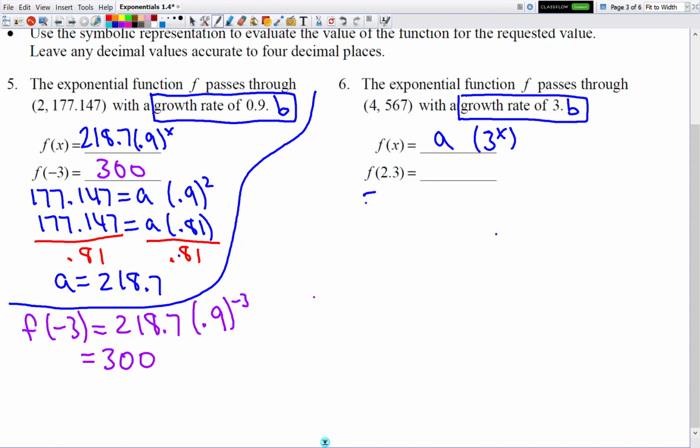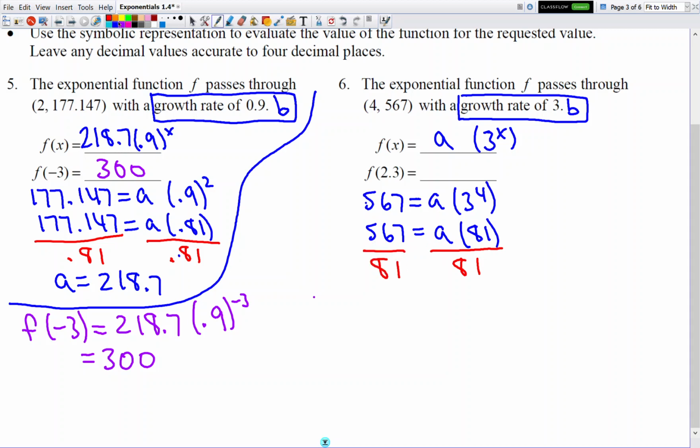So let's do this. 567 equals a times 3 to the 4th power. Okay, so 567 equals a times, so 3 to the 4th power, I believe, is 81. Okay, so when I divide both sides by 81, I get a equals, is it a nice number? Yeah, it is. It's a 7. Yay. Nice number again. Okay, so I put a 7 right there where the a was.